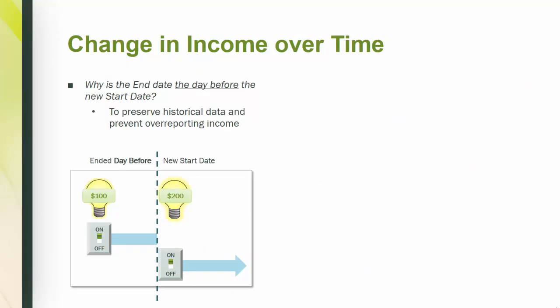Why is it important that the end date must be the day before the start date? Let's look at the light bulbs and switches again. We updated it to show an income increase from $100 to $200. Again, the blue line represents the timeline. By adding an end date to the old status, we can keep the record that the client used to receive $100, and starting from the new start date, the income is now $200. The light is still switched on, but in the second part, the income is higher and the bulb is brighter.